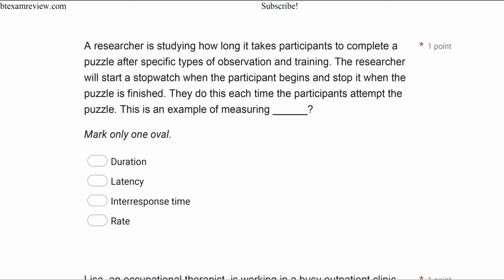Okay, we have a measurement question. With the measurement question, we want to know a couple things. What are we measuring? And then are we continuously or discontinuously measuring? And then are we measuring time or a count? In this case, we know we're measuring how long it takes to complete a puzzle, so we're measuring time. So the behavior is completing a puzzle. We're measuring how long it takes to complete a puzzle. Now, just from that information, it is going to become pretty obvious what type of measurement we're using, but let's just read a little farther. The researcher starts a stopwatch when the participant begins, and stops it when the puzzle is finished.